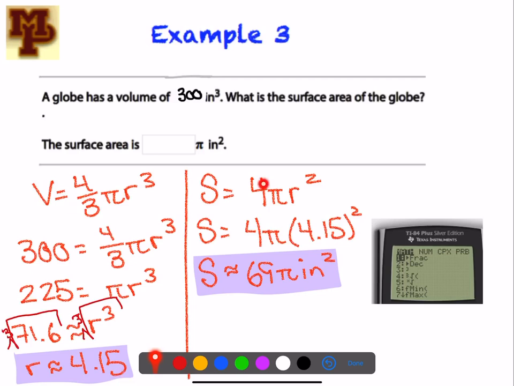Now from here I can go ahead and plug that back in to our surface area equation. Surface area is equal to 4 pi r squared, which will give us surface area is equal to 4 pi times our radius. Again, that's 4.15, so 4.15 squared. If I square this and multiply it by 4, we end up with our answer being about 69 pi inches squared. So again, for my answer, I just plug in 69, and then the pi inches squared is already implied.